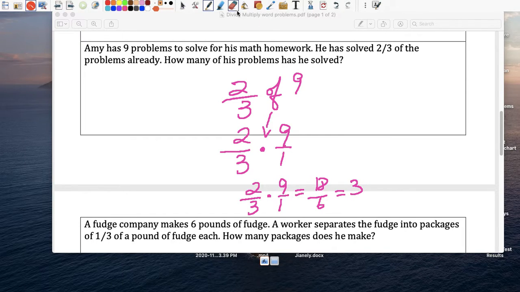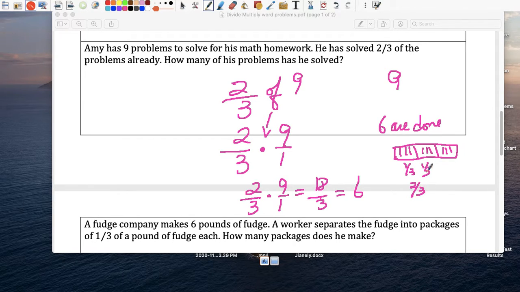No, sorry, the bottom, my mistake. I'm wondering why this is wrong. At the bottom, 3 times 1 is 3, and 18 divided by 3 is 6. So there were 9 problems. How many did she do? She did 6. If you think about it, does that make sense? 1, 2, 3, 1, 2, 3, 1, 2, 3. Make a little box here. She already completed 1/3 and 1/3, which is 2/3. Right? So she did 6 problems. Okay.